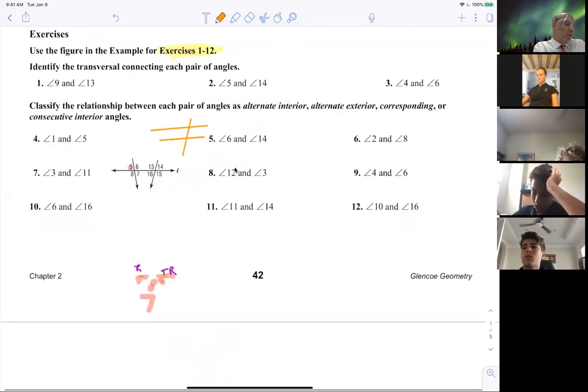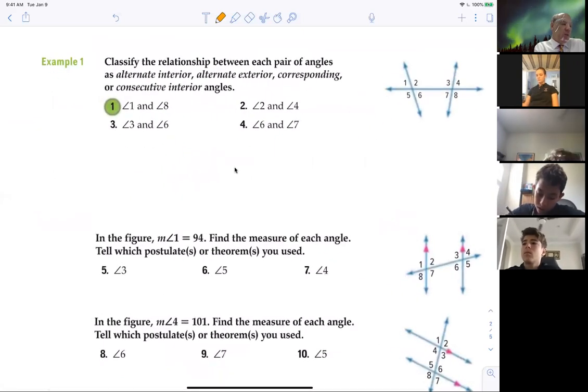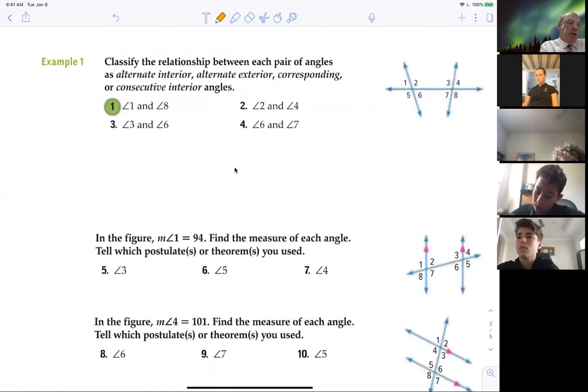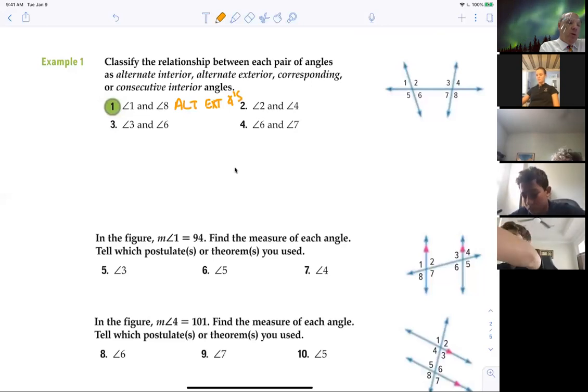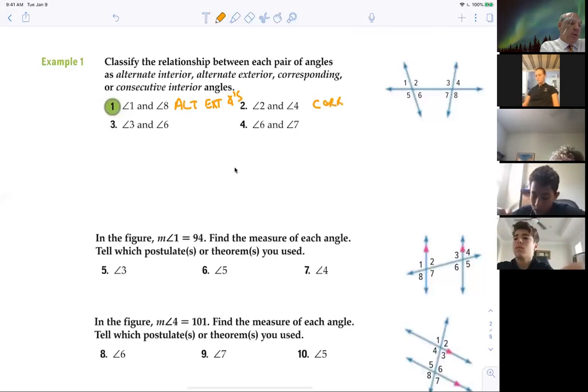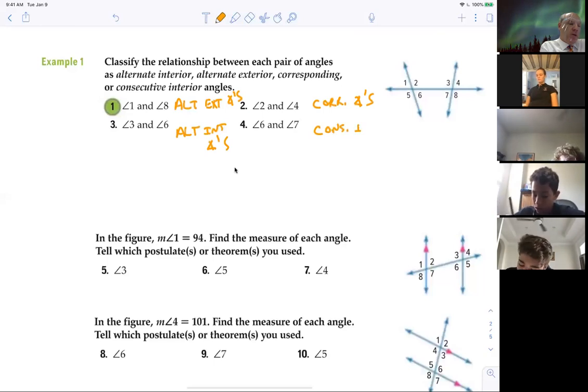All right, so now let's see what's for homework. We're going to try to knock out the homework as quickly as we can. Classify the relationship between, okay, let's just knock these out real quick. 1 and 8 are what? Alternate exterior. Okay, 2 and 4, corresponding. And then 3 and 6, alternate interior. And then 6 and 7, yeah, we call those consecutive interior.